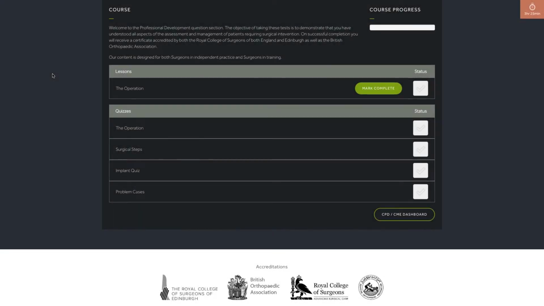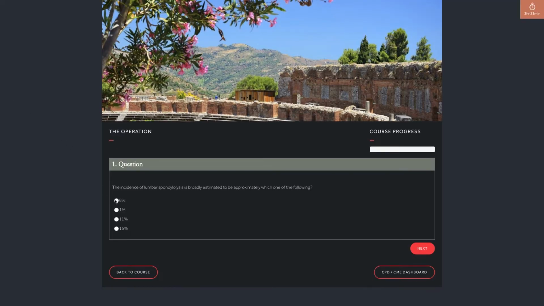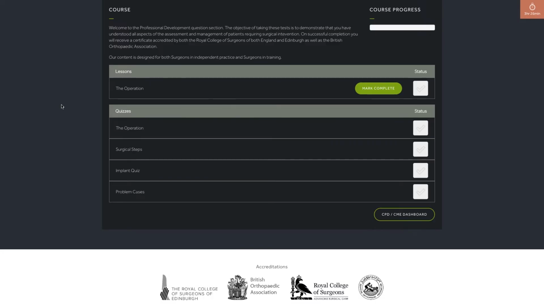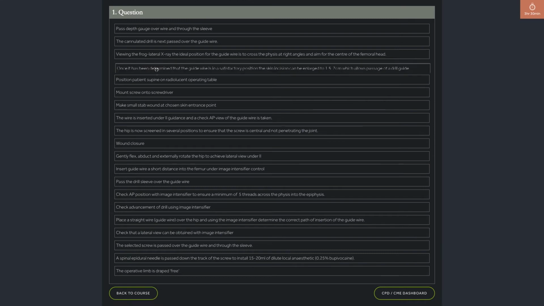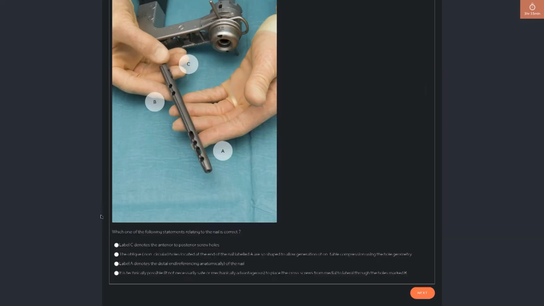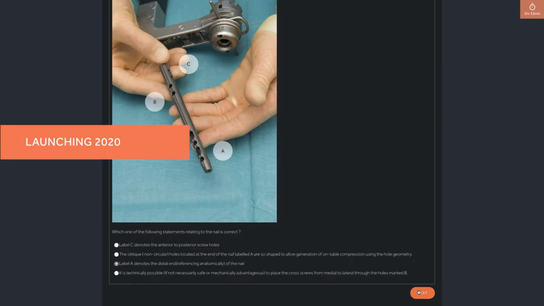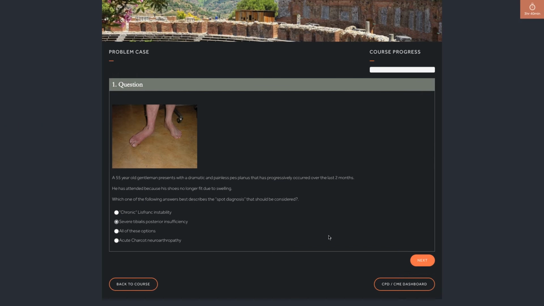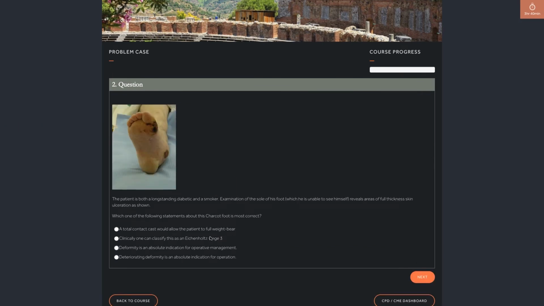To support learning new techniques and also help surgeons demonstrate their ongoing competencies, we've developed a world-leading orthopaedic learning management interface. Our uniquely challenging CPD modules test every aspect of the reality of orthopaedic surgical practice, from the decision-making and alternative techniques, through to the steps of the operation, implant-specific questions, and problem cases that lead you through real-life surgical decisions and also their consequences.